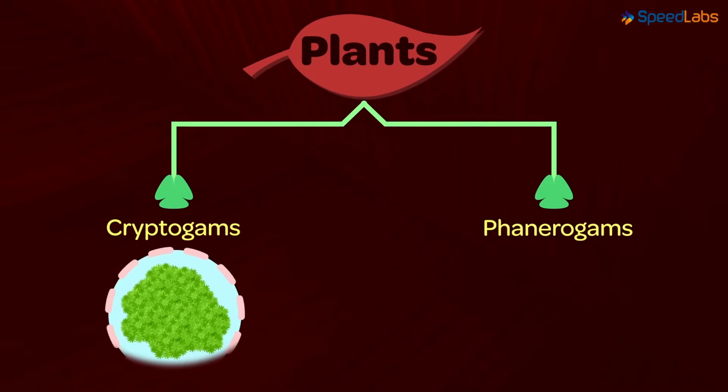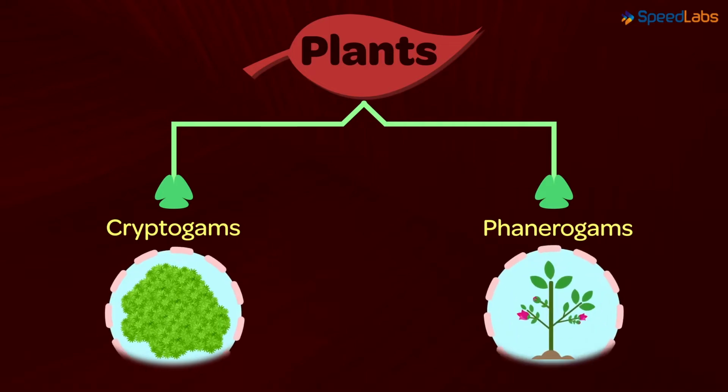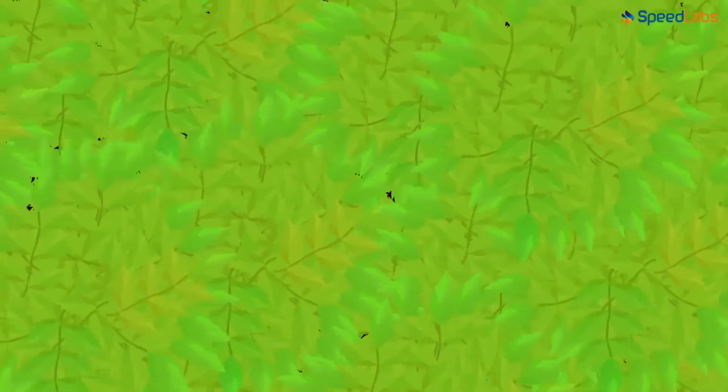Cryptogams are the lower plants that do not have flowers or seeds. Phanerogams, on the other hand, are all the plants that have beautiful flowers or flower-like structures. Let's get into the details of each type and learn their subtypes.